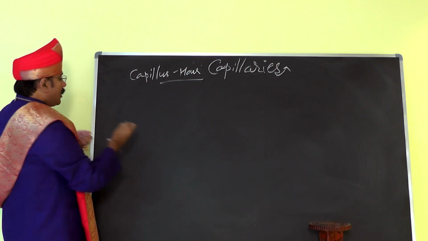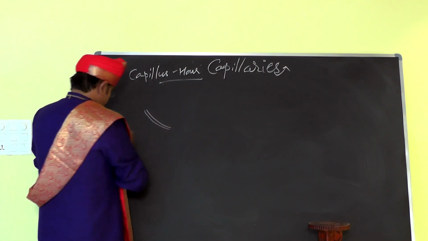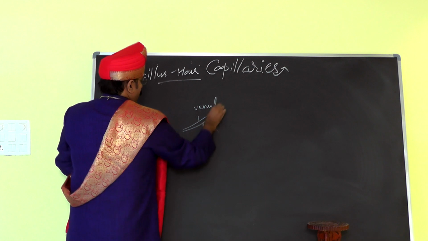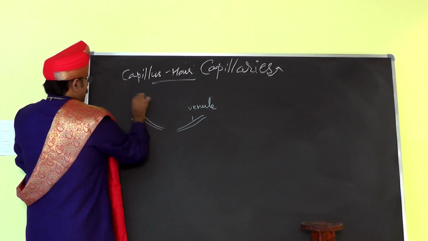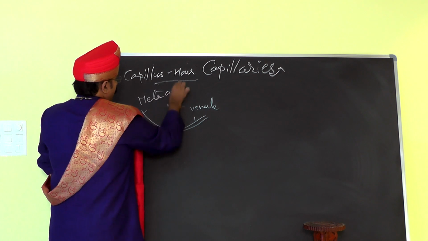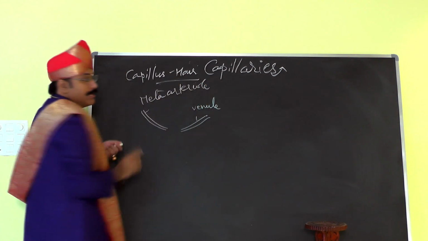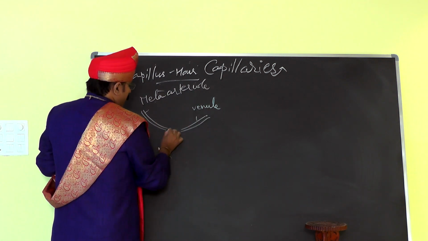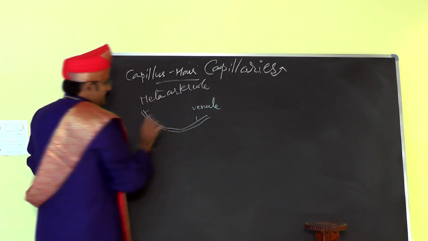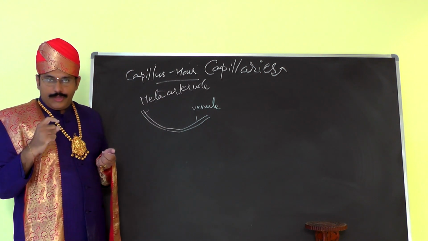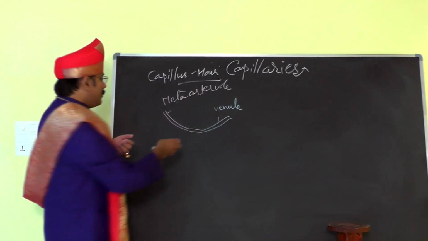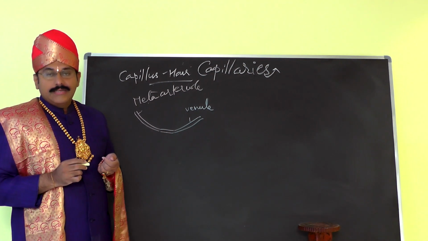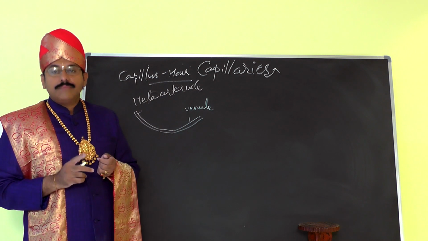Now if you see a meta-arteriole and then you see a venule. Interposed or present in between a meta-arteriole and a venule is the capillary. The endothelial tube which is interposed between the meta-arteriole and venule is called capillary. These capillaries are in the form of a plexus.